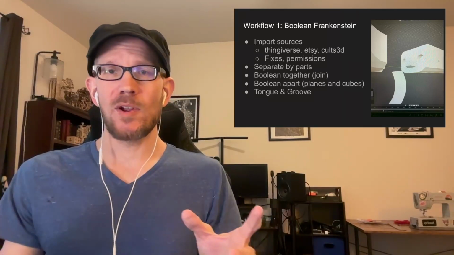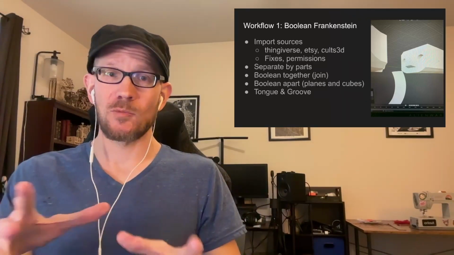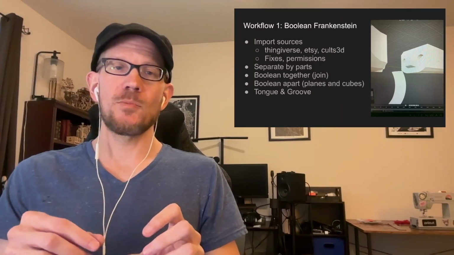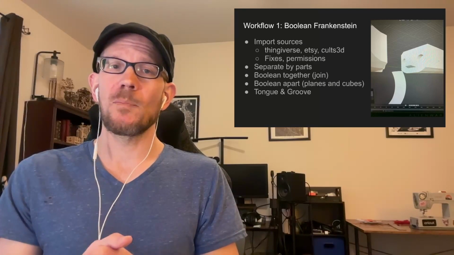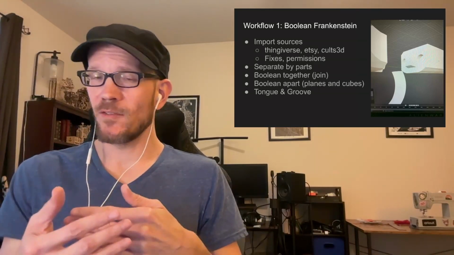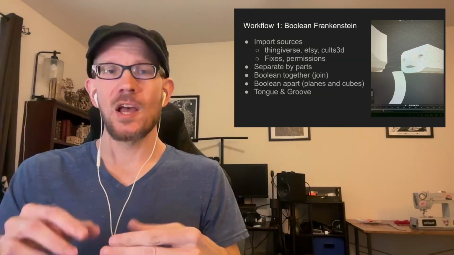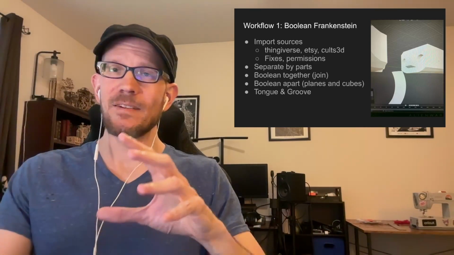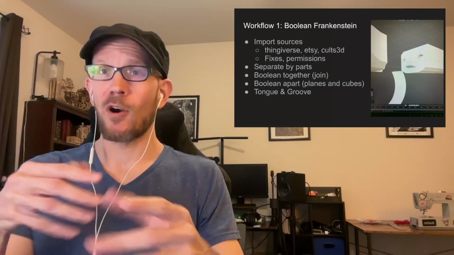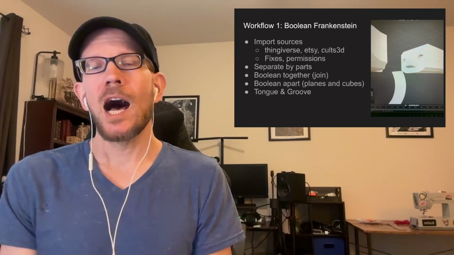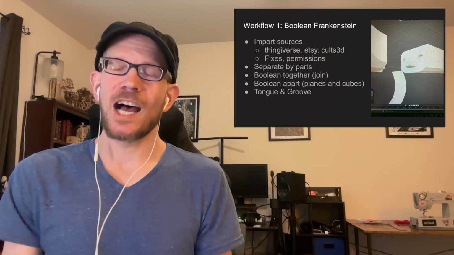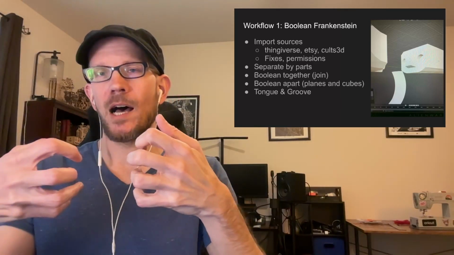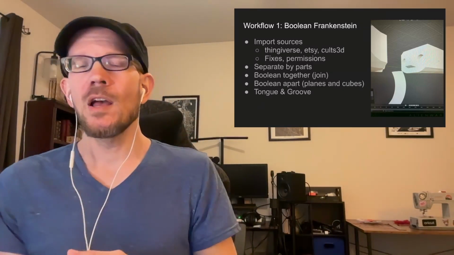So you're going to want to separate things by parts so you know the objects you're really working with. Then you're going to be using Boolean to join together parts, and you're also going to be using Boolean in a slightly different way to cut apart other parts. So you're going to end up with many different objects that you can stick together, cut apart till you get what you want. As part of this workflow, we're also going to be talking about the tongue and groove method of fixing 2 objects together.